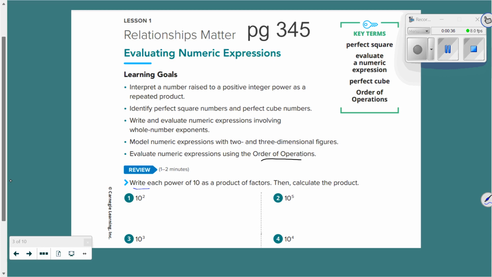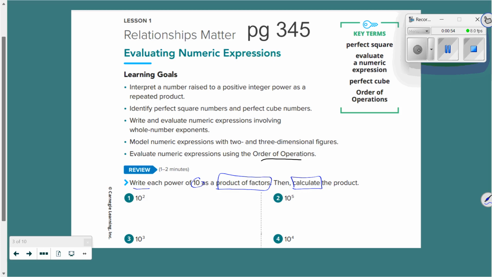We need you to write the power of 10 as a product of factors, and then calculate the product. There's 2 parts for this. You're rewriting it as a multiplication sentence, and then you're going to actually do the calculation. It should take you all about 30 seconds. We'll give you a minute. You get going.